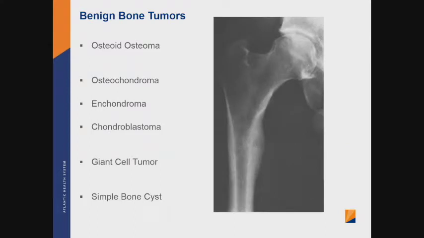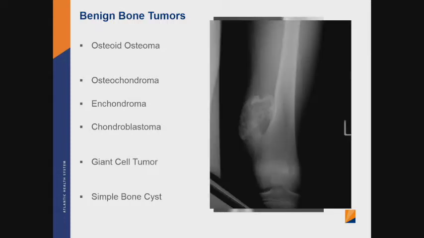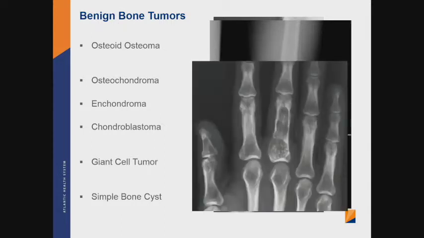So just to go over some common names that you may have heard of, here's a list of our most common types of benign bone tumors. This is an osteoid osteoma, right, where you have a small nidus in the proximal femur. This is an osteochondroma. Here's an enchondroma, a neoplasm that has some calcifications within it, a benign cartilage tumor.